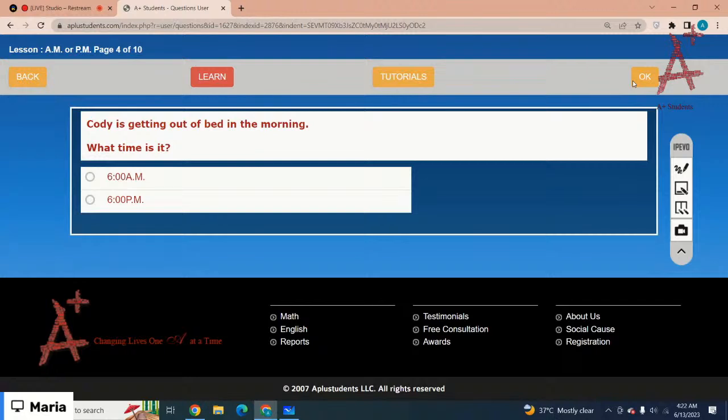Cody is getting out of bed in the morning. What time is it? So which is the correct option? Morning it would be 6 a.m. Got it?